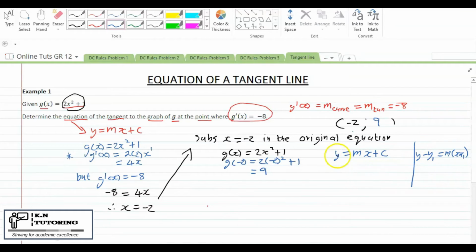Okay, so what is my y? I substitute my gradient, which is minus 8. Then my x value will be minus 2, y value will be 9, and then I'm solving c. After solving, you'll realize that c is equal to minus 7. Therefore, the general equation of a tangent line for this particular problem is going to be y is equal to minus 8x minus 7. And that is the equation of a tangent line.